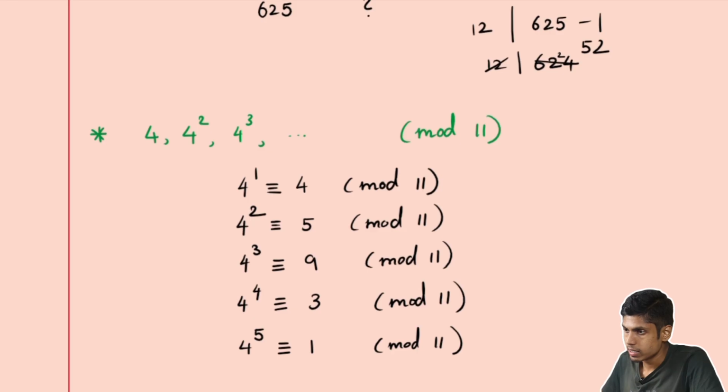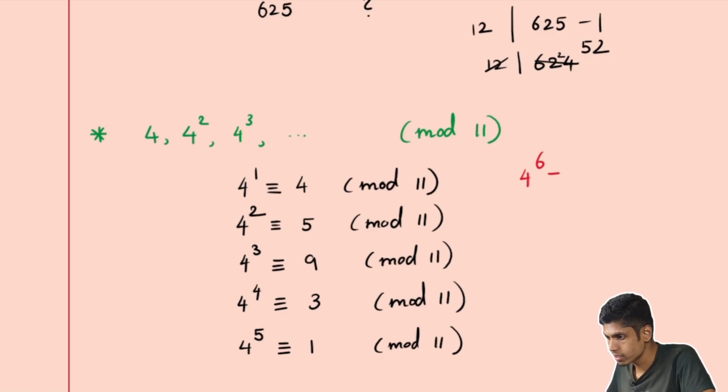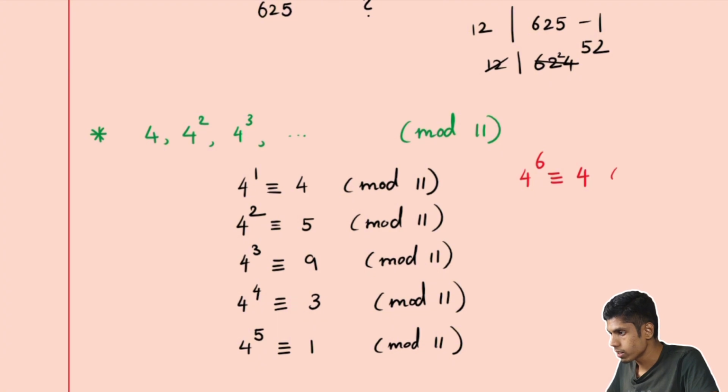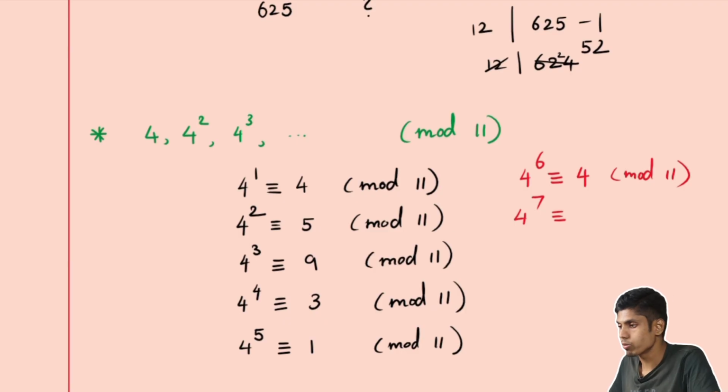And see what happens now. When I go to higher powers, 4 power 6, it would be congruent to 1 times 4, because 4 power 5 is congruent to 1. So when you multiply 4 on both sides in this congruence equation, you will get 4 power 6 is congruent to 4. This is mod 11. And again, multiplying 4 with 4 power 6 congruent to 4 gives us 4 power 7 congruent to 16, which is 5 mod 11.